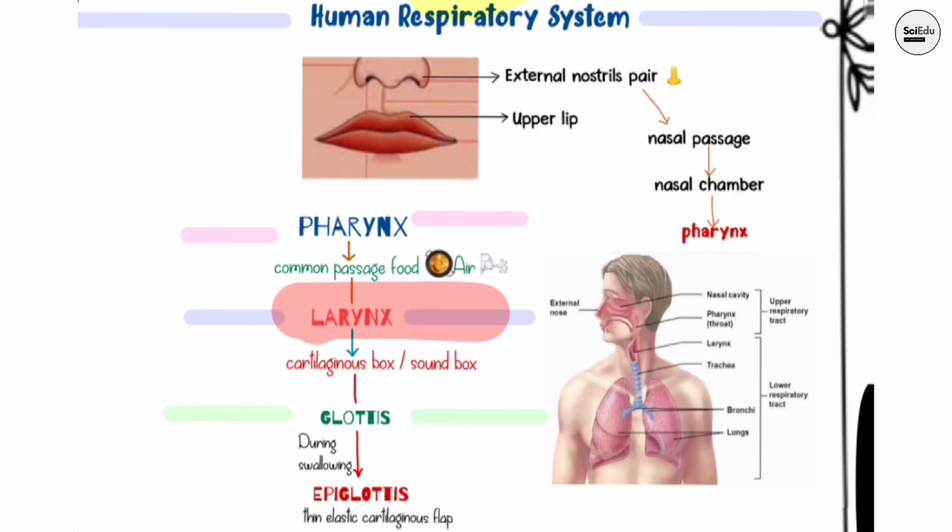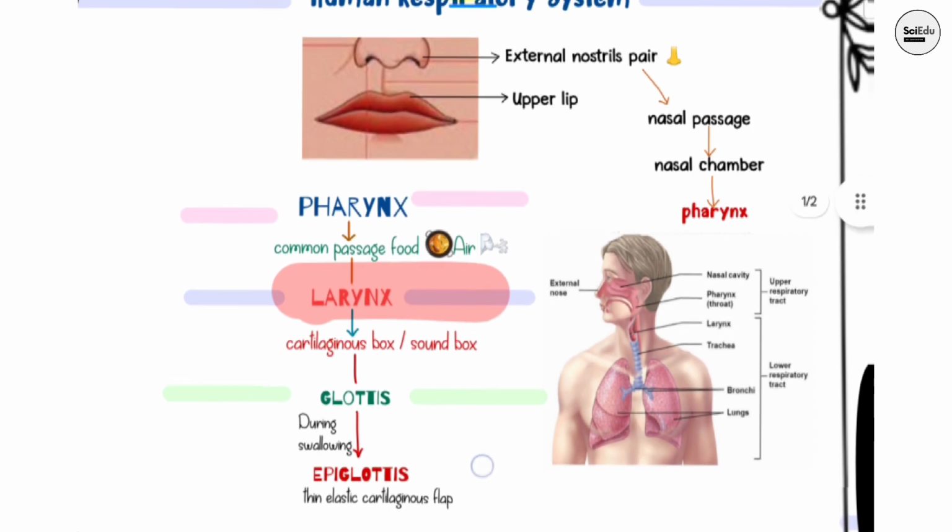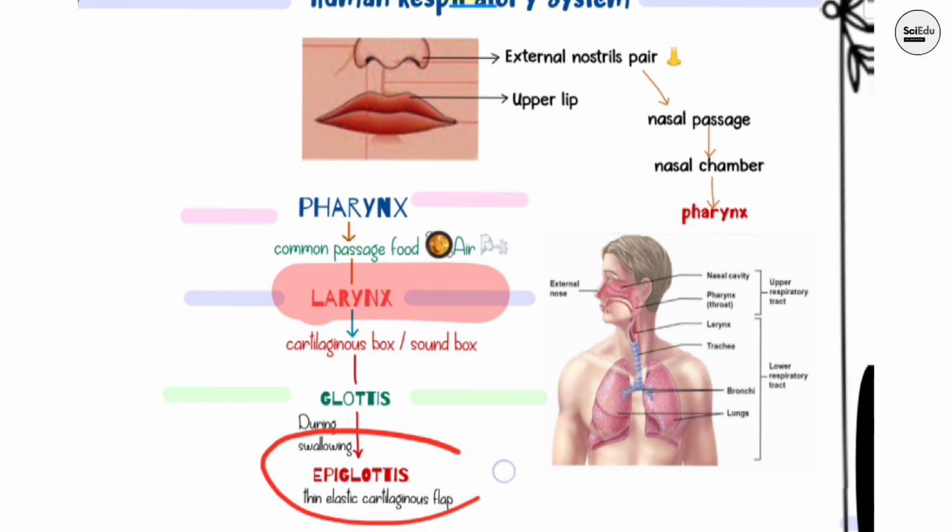We have a pair of external nostrils opening out above the upper lips. It leads to a nasal chamber through the nasal passage. The nasal chamber opens into the pharynx, a portion of which is the common passage for food and air. The pharynx opens through the larynx region into the trachea. Larynx is a cartilaginous box which helps in sound production and hence called the sound box. During swallowing, glottis can be covered by a thin elastic cartilaginous flap called epiglottis to prevent the entry of food into the larynx.